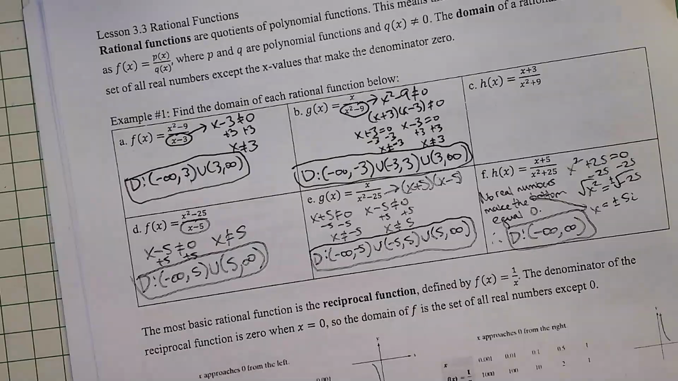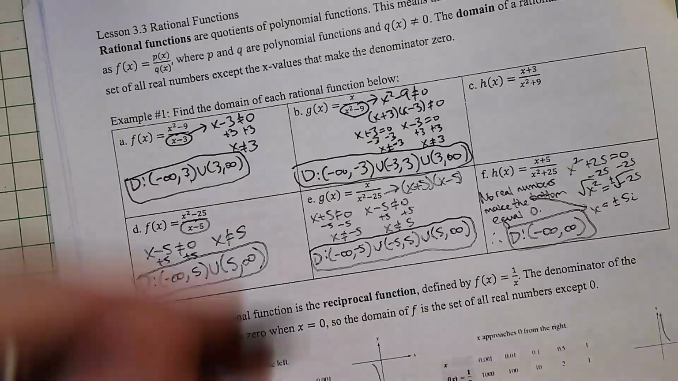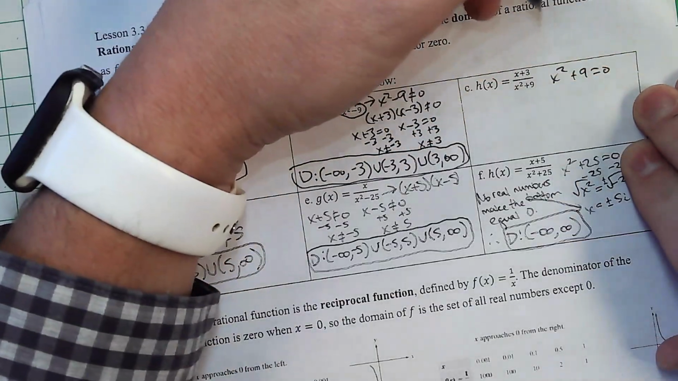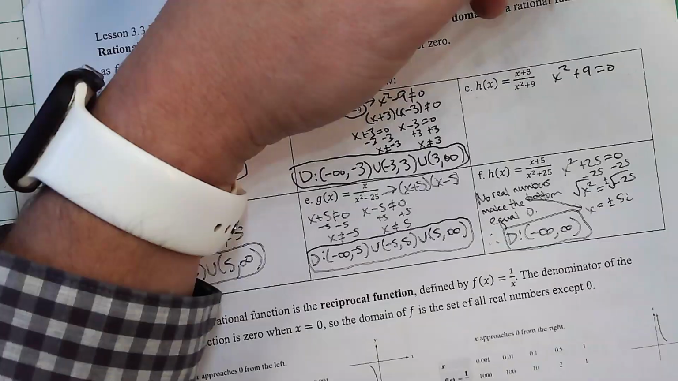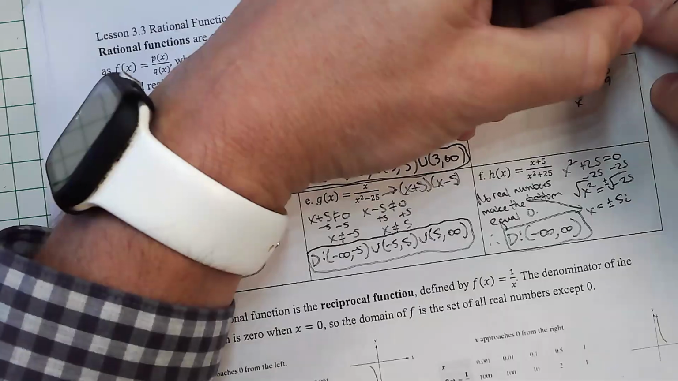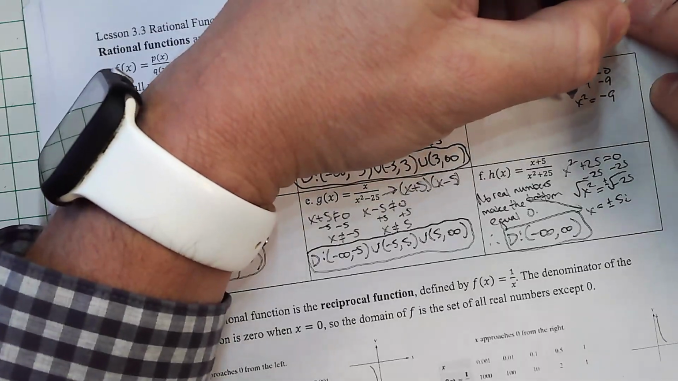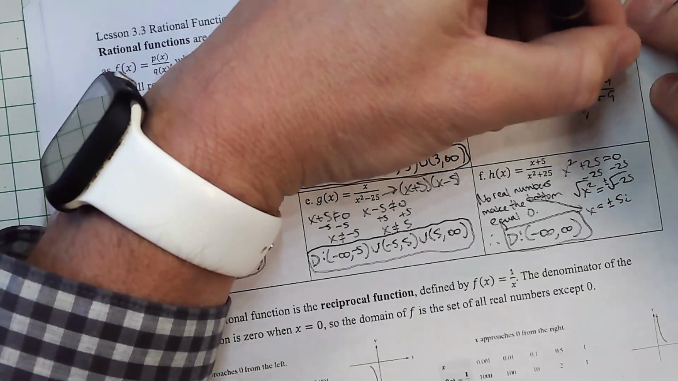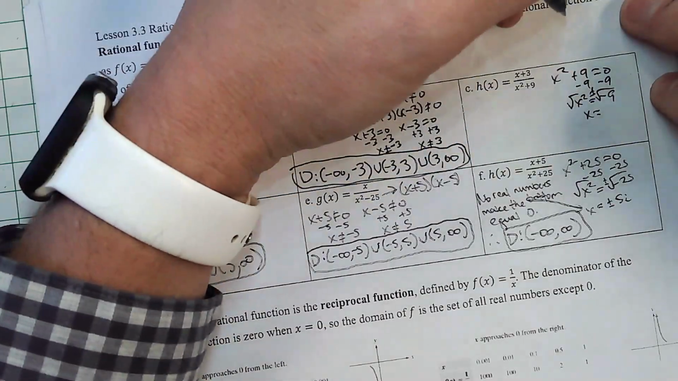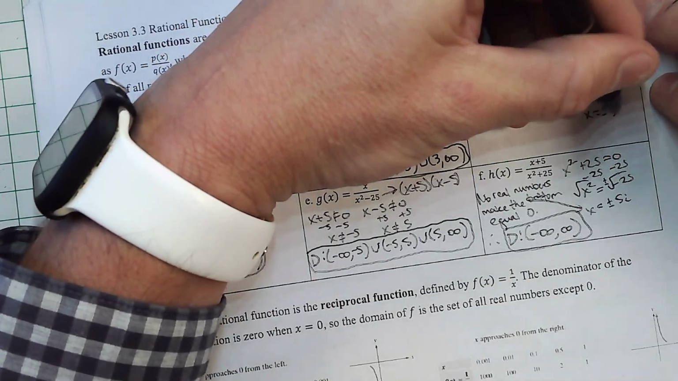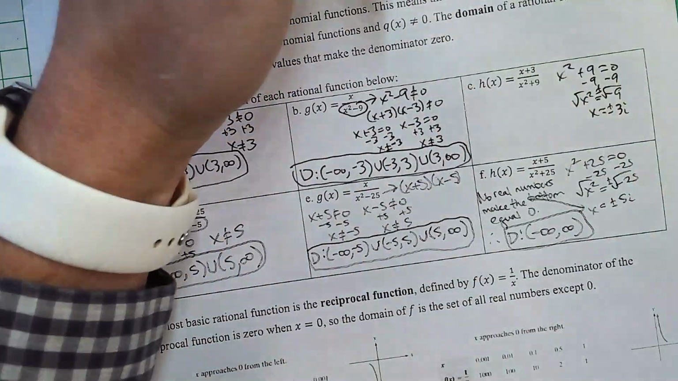All right, now the next one, this is a little goofy. X squared plus 9 equals 0. That is factorable, but not with real numbers. I can subtract 9. X squared equals negative 9. Square root. What do you do when you have a negative under a square root? Take an i out with the square root of 9. That's not a real answer.